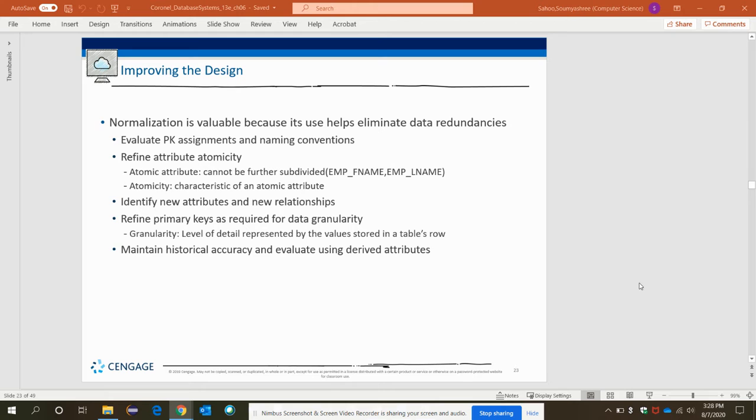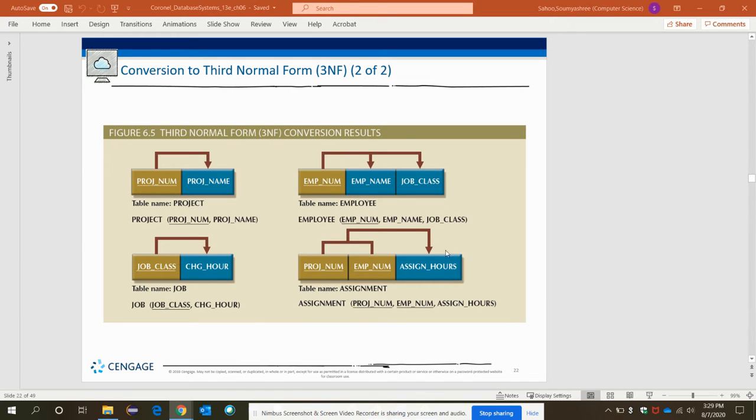Everyone. In this video we are still continuing with the normalization chapter. We have seen our first normal form, second normal form, and third normal form so far, and have broken our relation or table into four separate relationships already. And this is how it looks.